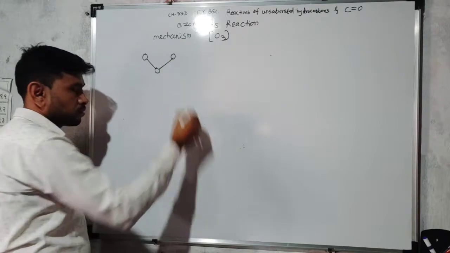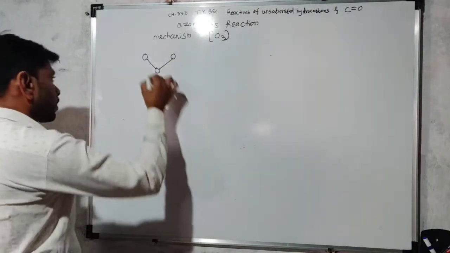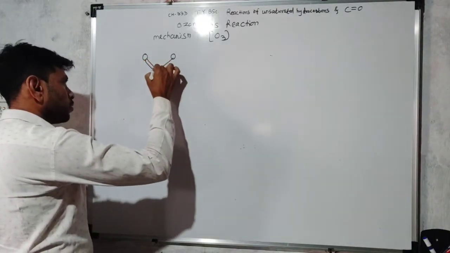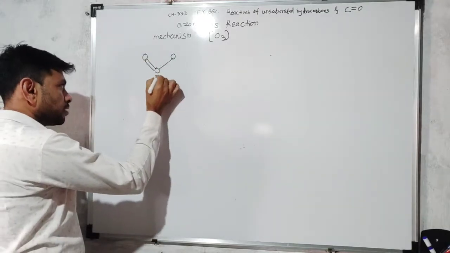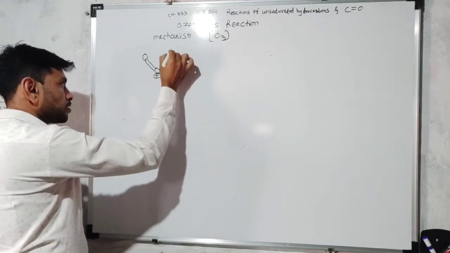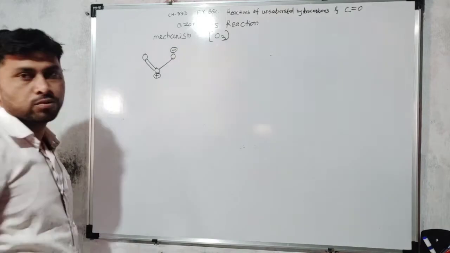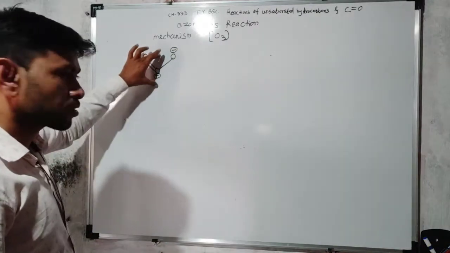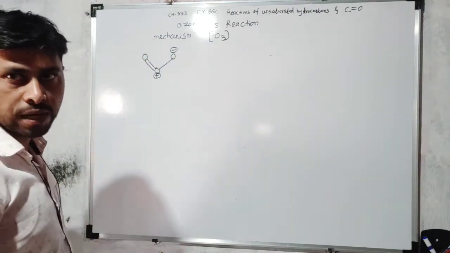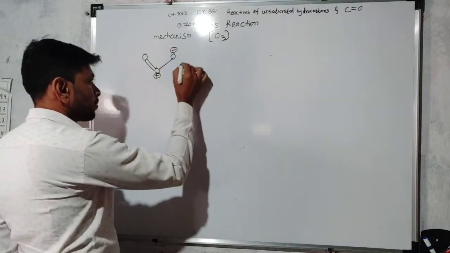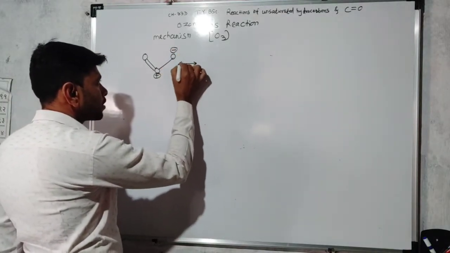These oxygens are bonded in this way, and here one oxygen has complete valency, so it gets a plus charge, and another gets a negative charge. So this is the structure of ozone. Ozone is a dipolar molecule where two poles are separated.